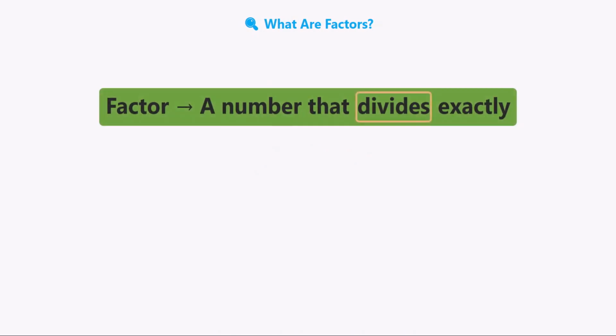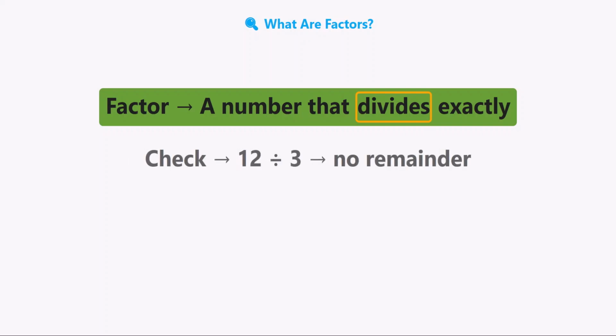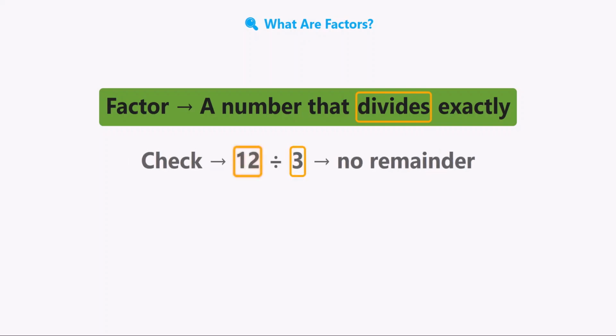A factor is a number that divides another number exactly, without any remainder. For example, when we check if 3 is a factor of 12, we try to divide 12 by 3. Since the division is exact, 3 is a factor of 12.